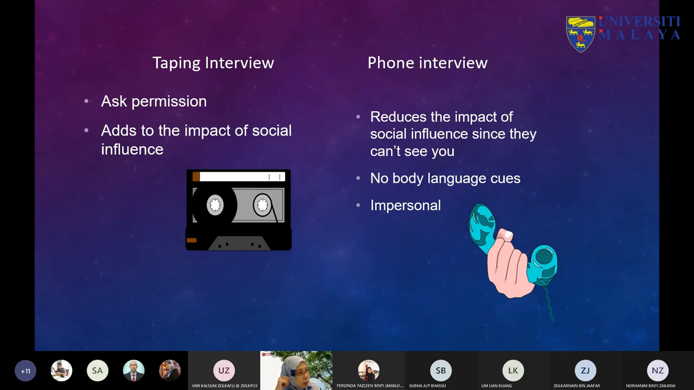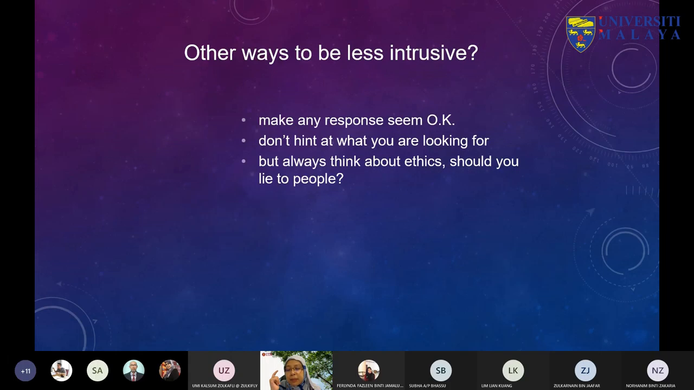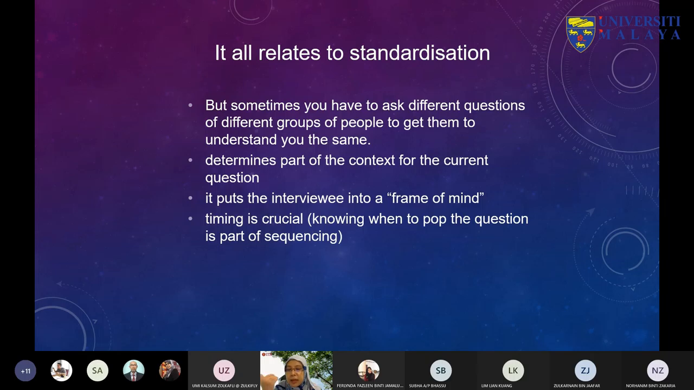Okay. Taping interview, phone interview, okay, sorry. If it is a phone interview, there is no body language and facial expression that you can capture, okay? So for taping, you need to ask for permission. If they say in words that they are not giving you permission to tape your interview, try your best, write down everything. You might lose some information, but try your best. But it is always good to tape the interview.